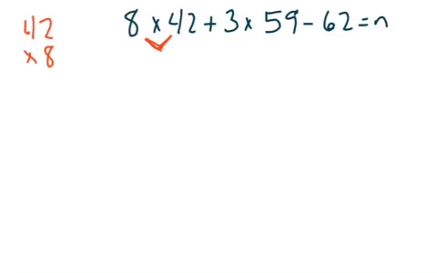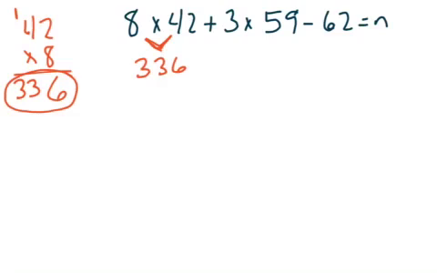So, we learned how to multiply a two-digit number by a one-digit number. We learned lots of different ways. I'm just going to use our multiplying with three grouping. So, 8 times 2 is 16. I put my 6, I carry my 1. 8 times 4 is 32, plus one more, and I get 33. And I'm going to write this product right down here, 336. And now I have to rewrite my entire rest of my problem, because I haven't used anything else yet. So plus 3 times 59 minus 62 is equal to n.